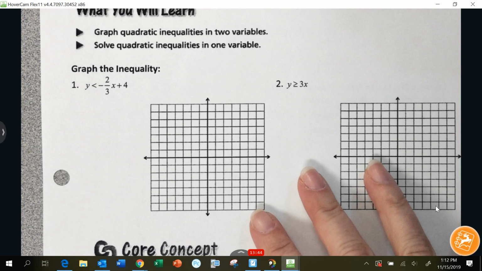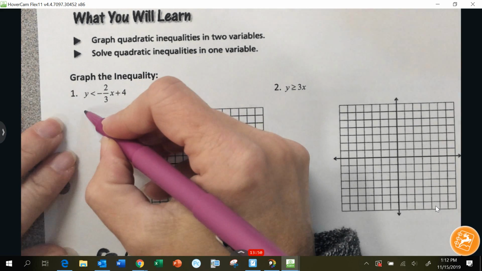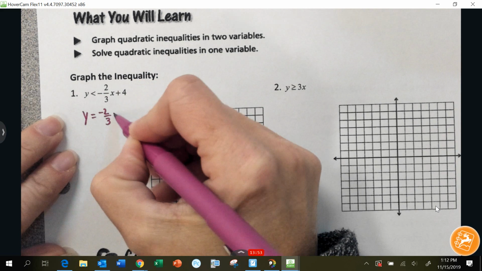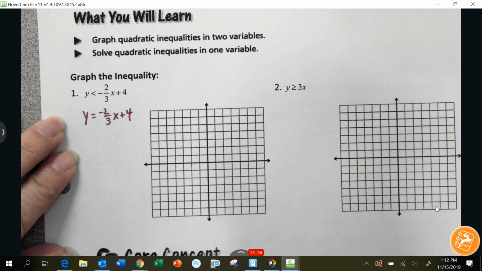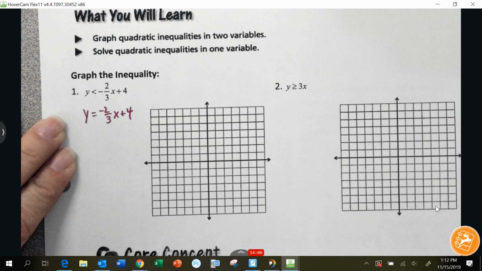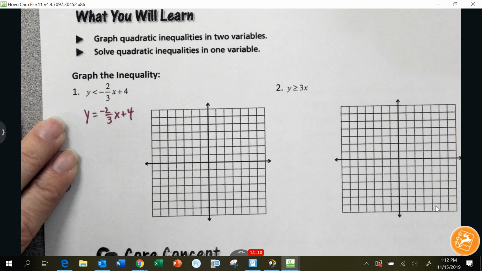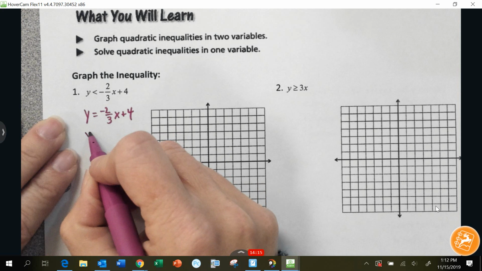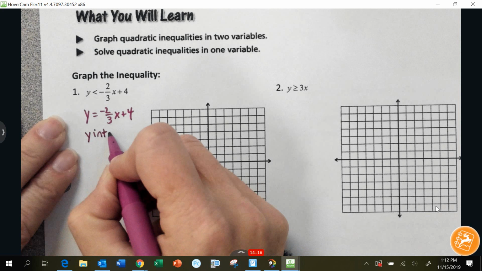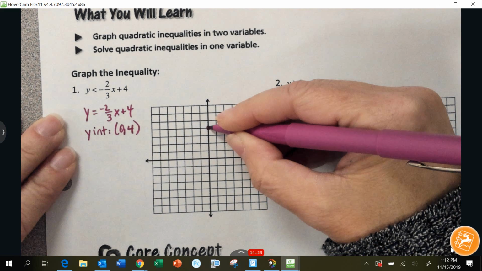Graph the inequality. I'm going to treat it like it's y equals negative 2/3 x plus 4, but it is not. But I'm going to treat it that way at first. So how would I graph this line? Go up from where? So what's that called? The y-intercept, (0, 4). So I'm going to go to (0, 4) and put a dot.